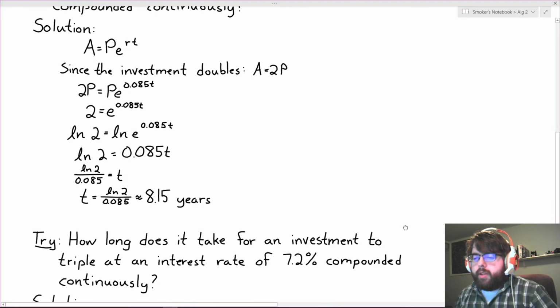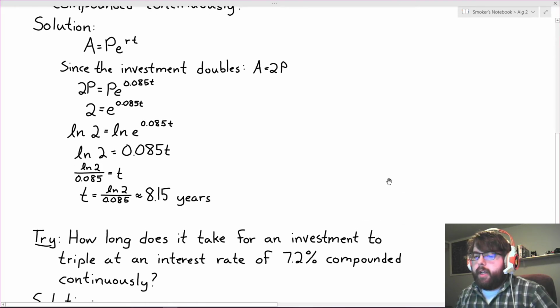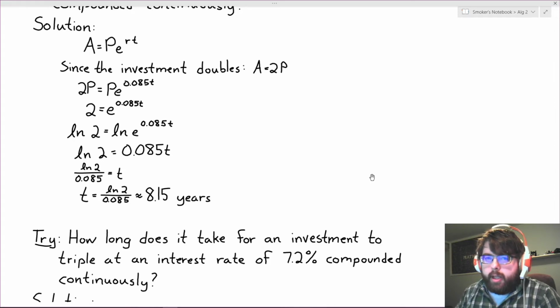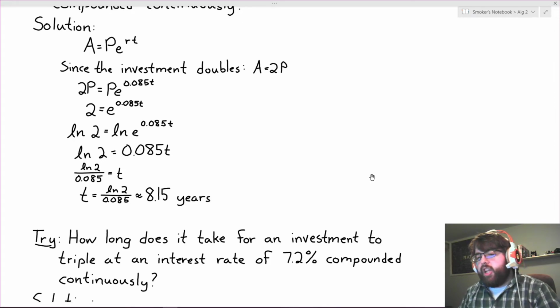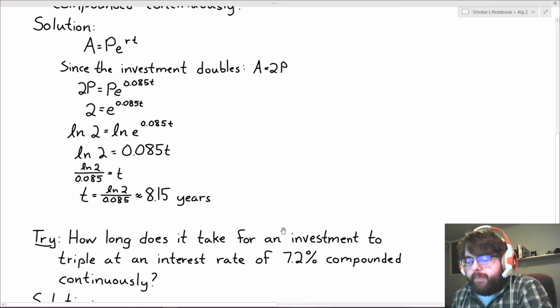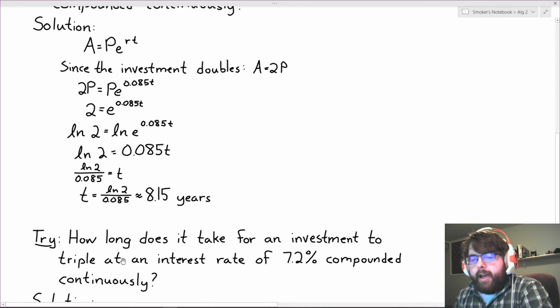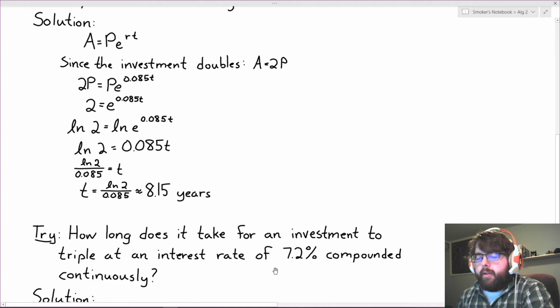Now what this would be here in class would be an example where I would then let you do it. So if you're a diligent student, I know that you are, you would maybe look at this problem, pause the video and try it, and then see if what I am about to do is what you wrote down. How long does it take for an investment to triple at an interest rate of 7.2% compounded continuously? I'll give you a moment to pause and try this problem on your own.